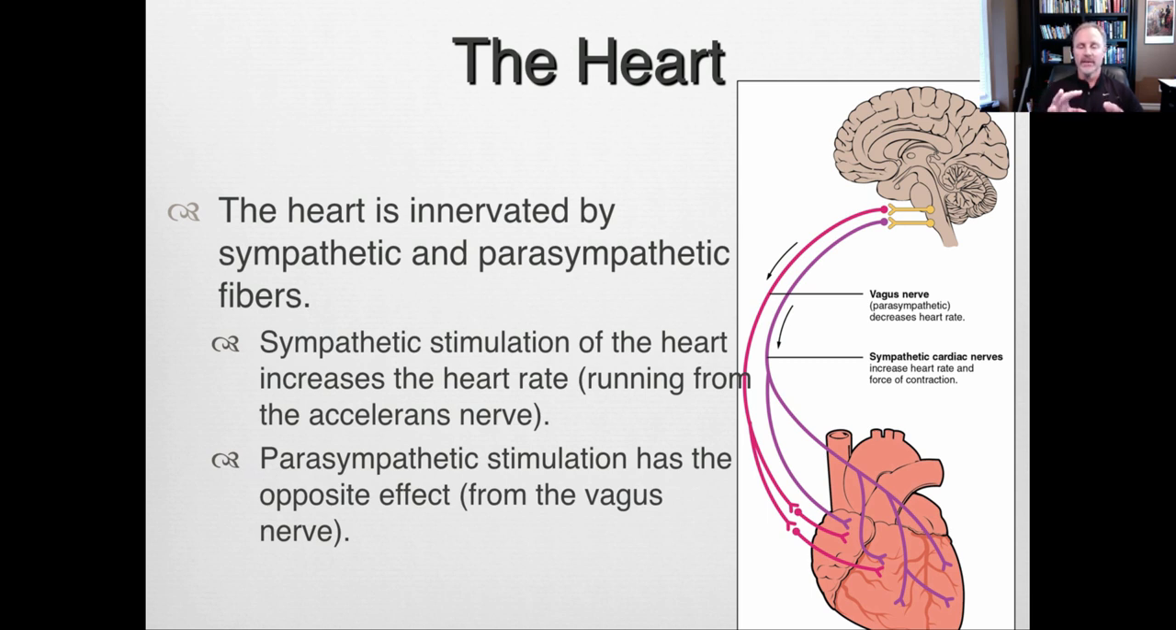And then you have the vagus nerve, which is the parasympathetic. It's going to undo the action of the sympathetic, of the accelerans nerve, and that's going to dump neurotransmitter on and act to slow this heart rate down.